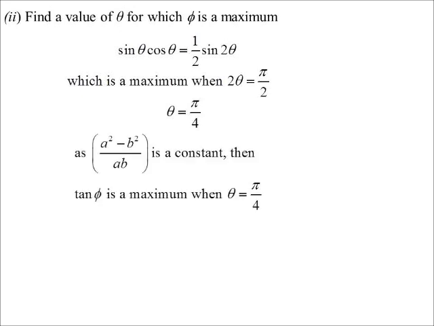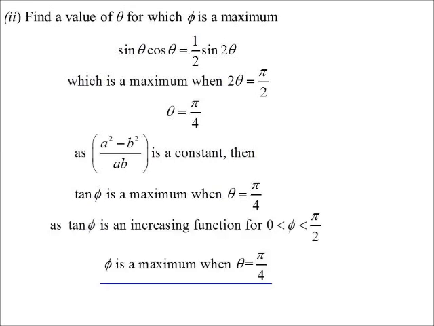Now our expression, remember, was a squared minus b squared on ab times sine theta cos theta. Well, we know a squared minus b squared on ab, that bit's going to be constant. That's not going to change. So tan phi is a maximum when theta is pi on 4. And as tan phi is an increasing function, then I know that has to be a maximum. So phi is a maximum when theta is pi on 4.